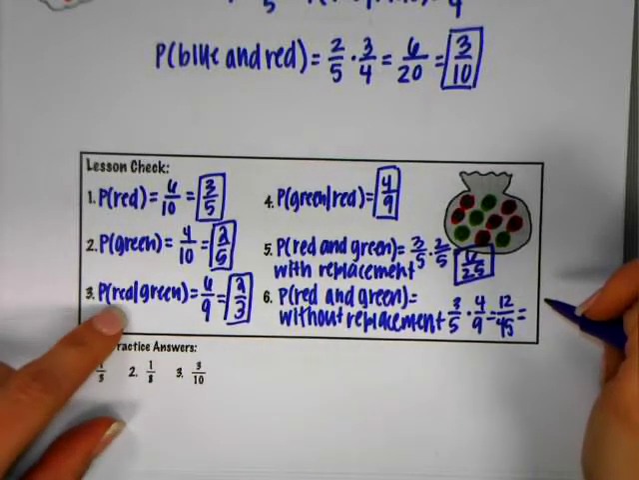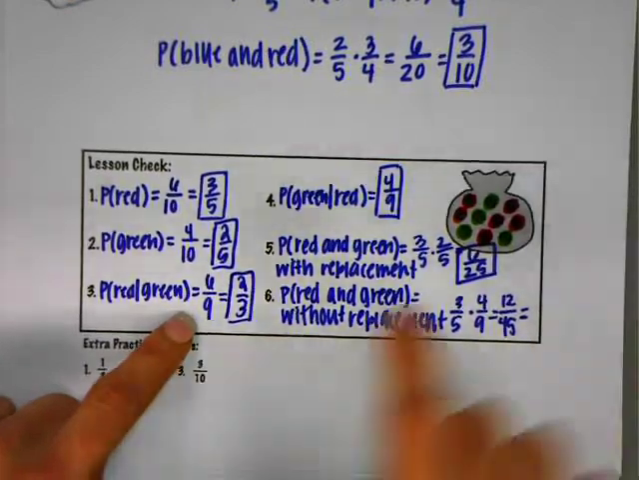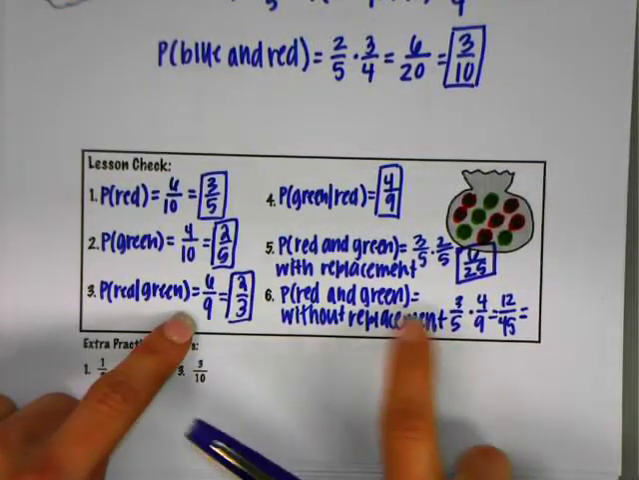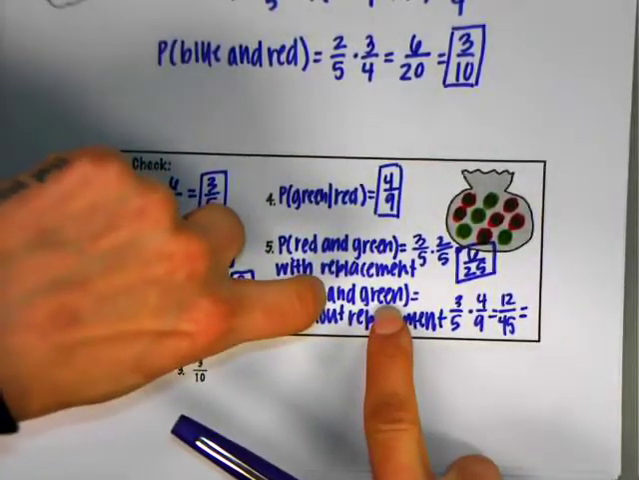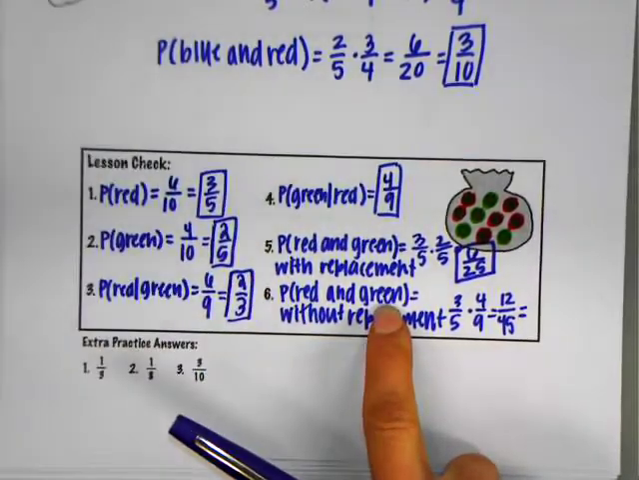No, because that's the probability of getting red given that you already got a green. So the probability of red is the 3/5, and then now we're on the probability of green given that we've already gotten a red. Does that make sense?